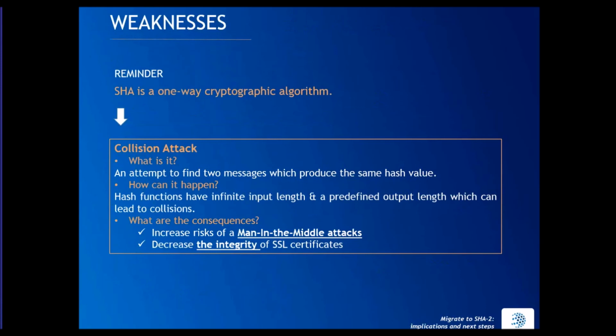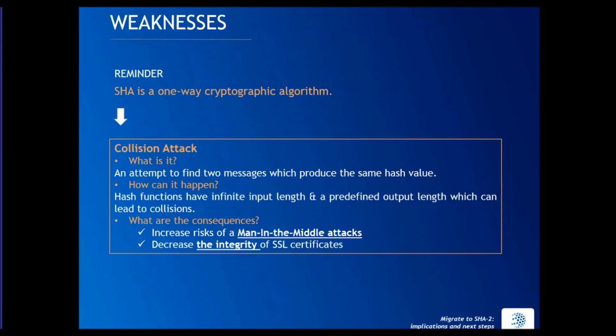So there are weaknesses to SHA-1, and there are reasons why we are moving on from SHA-1 to SHA-2, and there are different kinds of attacks possible on hashing algorithms. But today we're going to be solely focusing on collision attacks as an example. There are other types of attacks, for example, pre-image attacks as well, but today we'll be focusing more on the collision attacks.